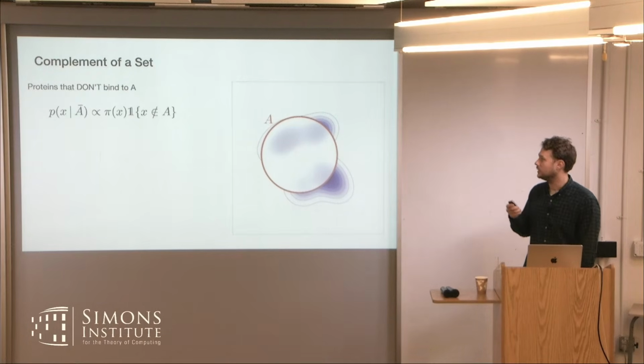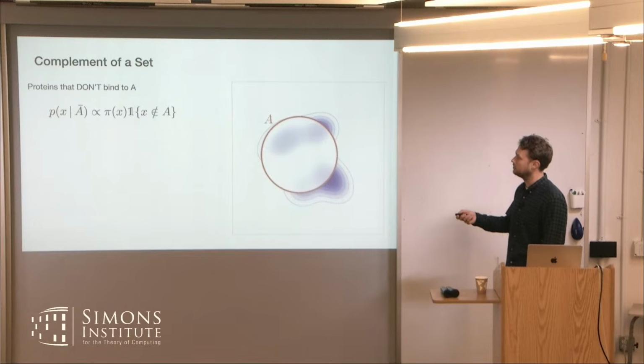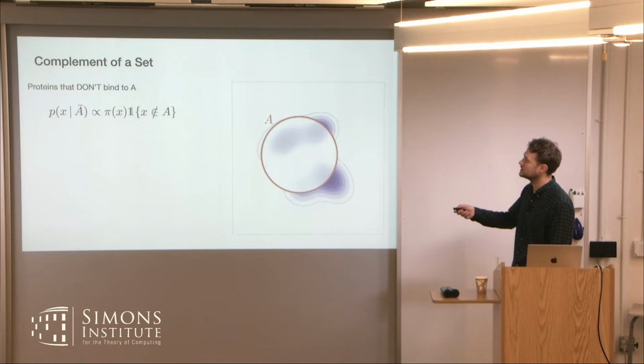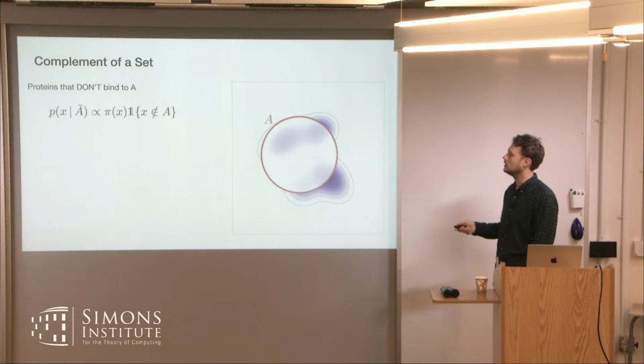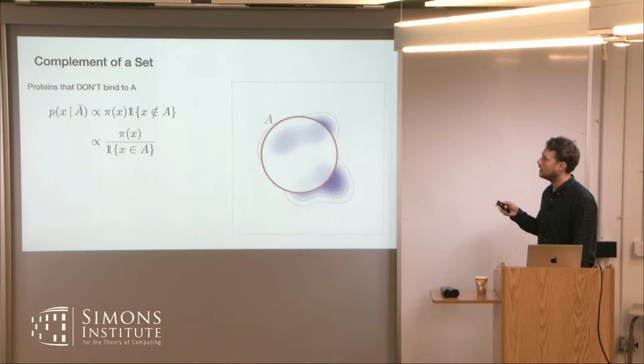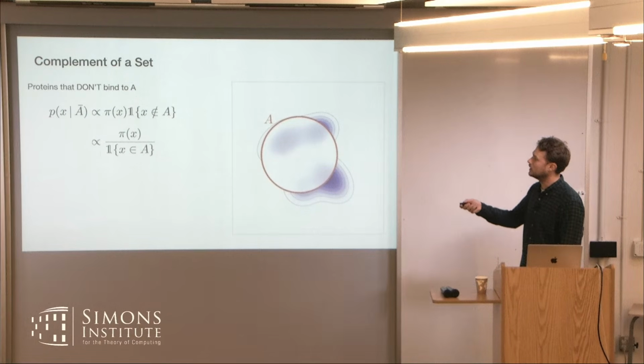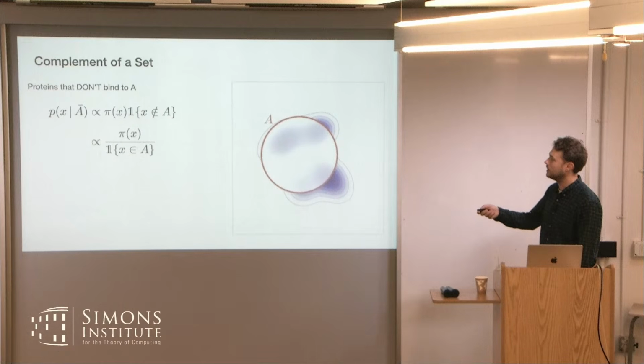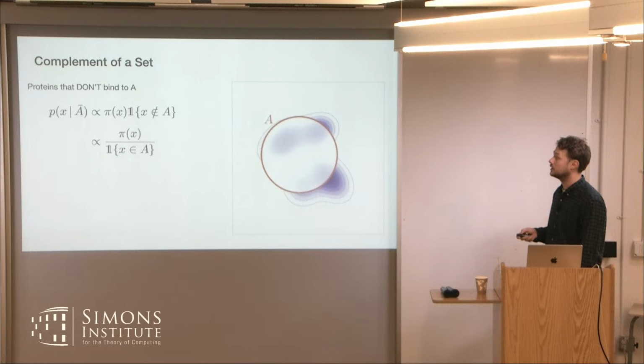So yeah, let's see how this plays out. We start with the definition of a set. We say that p of x given not A is proportional to pi of x times the indicator function that x is not in A, okay? And then I claim that we can put this into the denominator: pi of x divided by the indicator function that x is inside A.